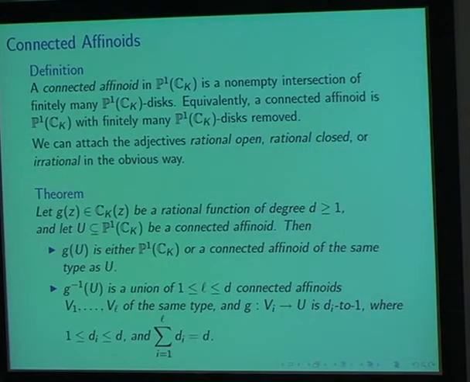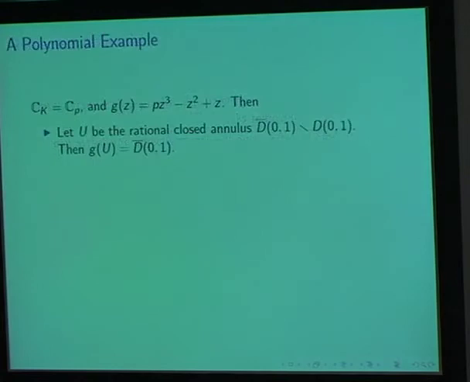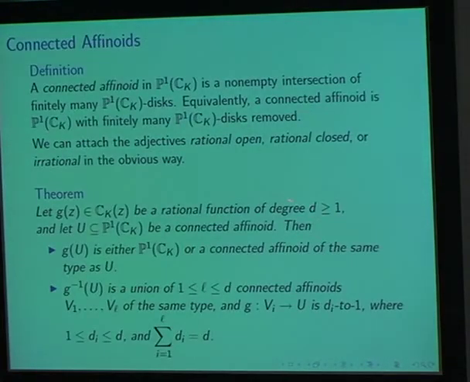It has to be, because I said degree d here. This is the same degree as Joe was talking about, the maximum degree of numerator and denominator, which is the number of pre-images that any given point has. So this degree better be d, because every point in U has exactly d pre-images under the rational function. Okay, great. So the point is, connected affinoids behave very nicely, both under forward and backward images of rational functions.